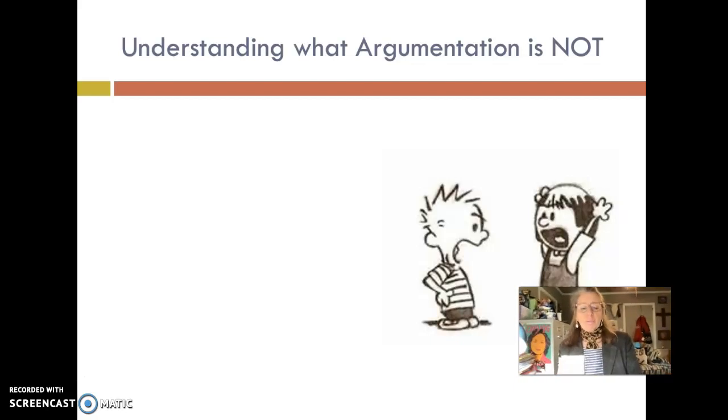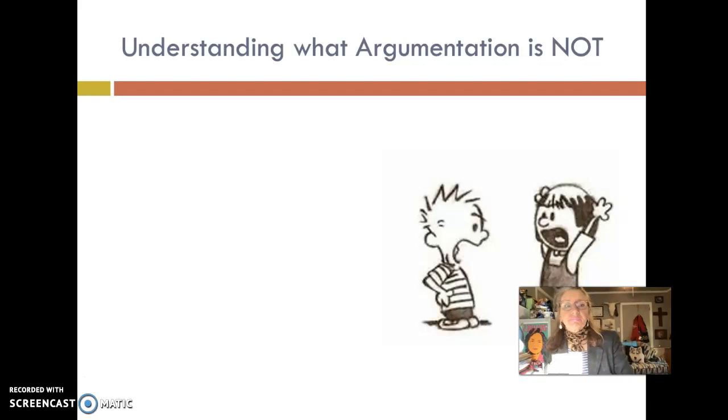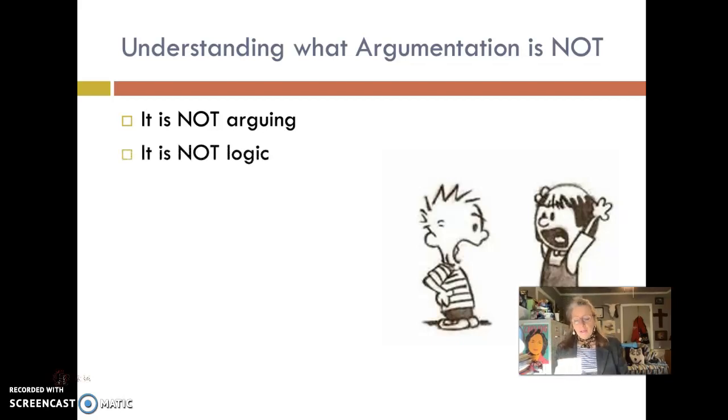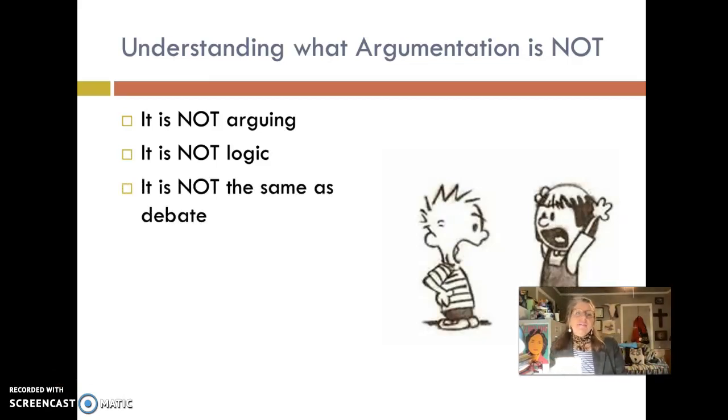So understanding what argumentation is not. Well, it's not arguing, because arguing is just this banter back and forth. It's not really what argumentation is. And it's not logic, although the application of logic is part of argumentation, but it is not defined as logic. Okay, it is not the same as debate. Now, you might have argumentation as a part of debate, but debate and argumentation are not the same words.